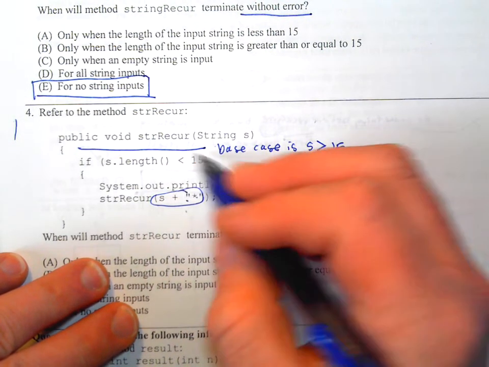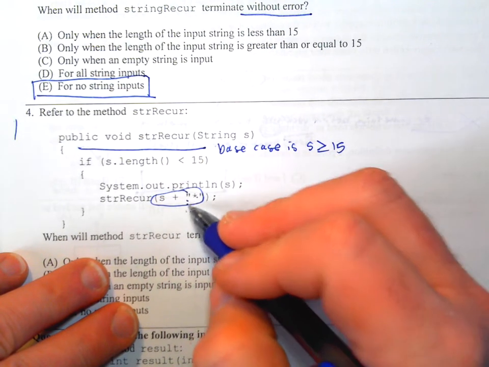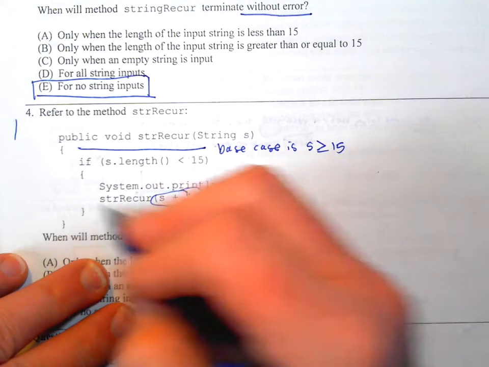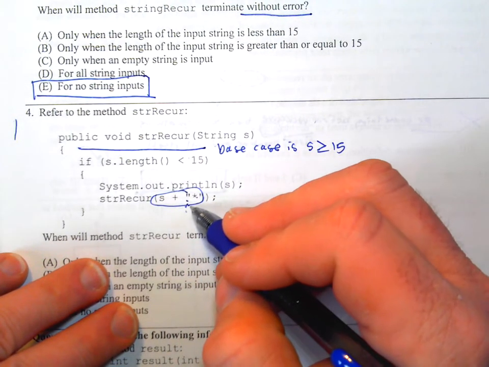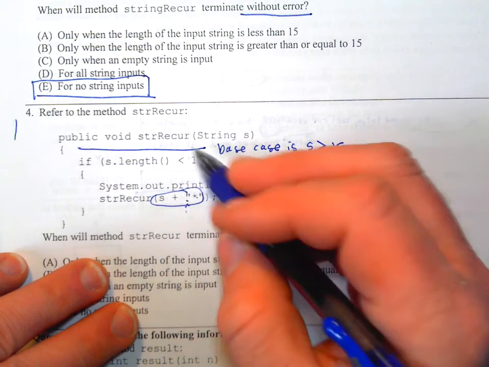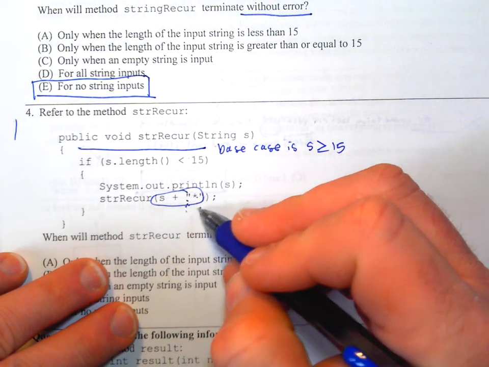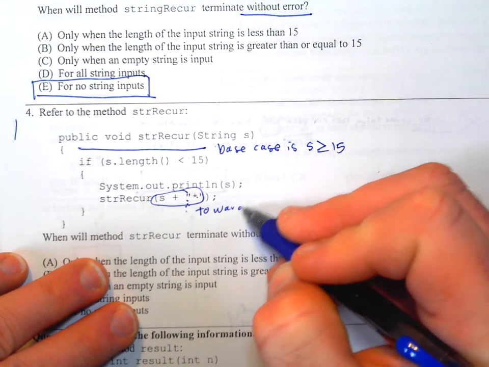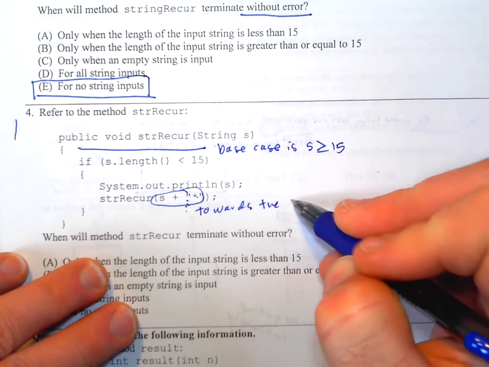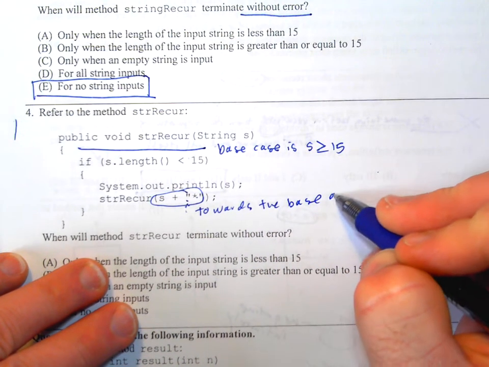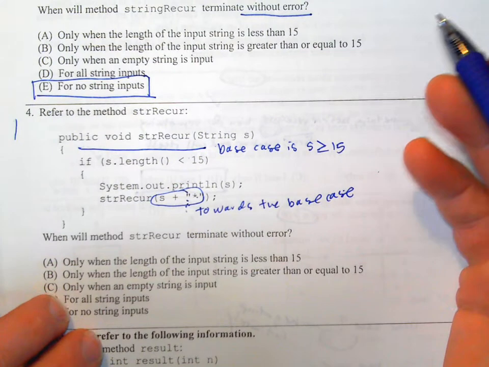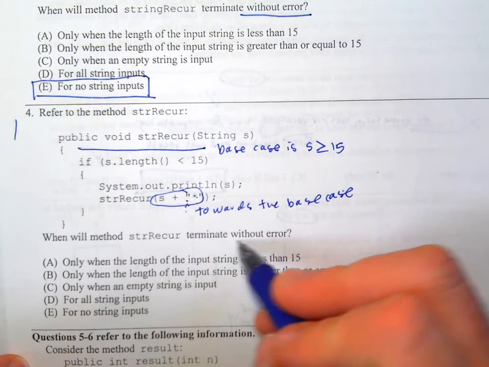But s could be less than 15, and then this will make it go towards that because it's inside the if. It'll increase it and keep calling it. So this is going towards the base case, and so this should work. When will the method terminate without error?